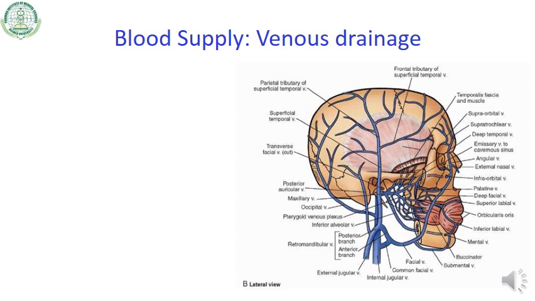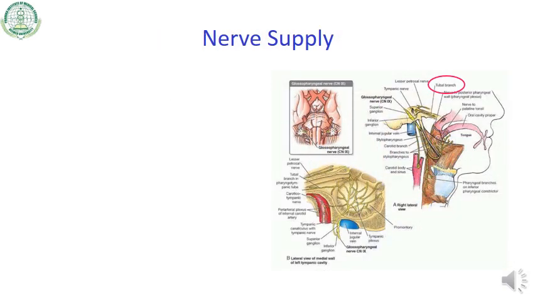Now coming to the venous drainage. The veins drain into the pharyngeal and pterygoid plexuses of veins. Pterygoid and pharyngeal venous plexuses. The lymphatics pass to the retropharyngeal nodes. Now we'll come to the nerve supply.